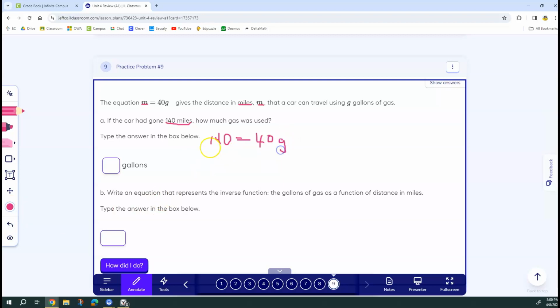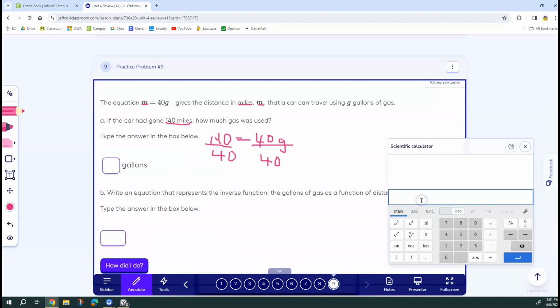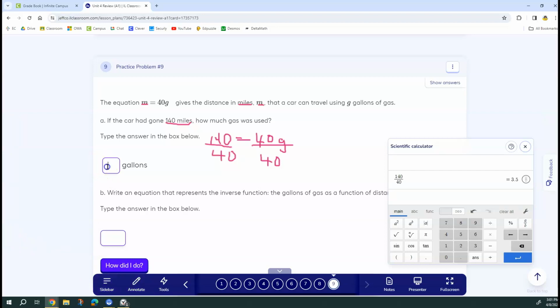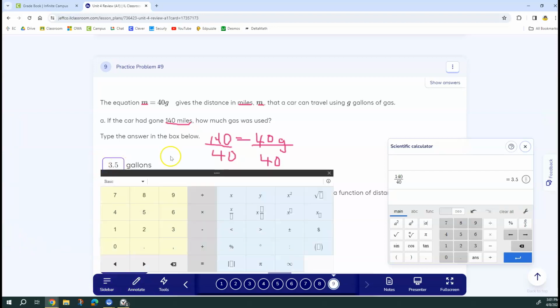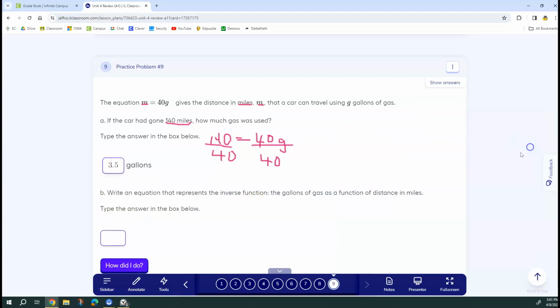40g. Okay, so all we need to do here is divide both sides by 40 to get the g all by itself, and that will tell us how much gas was used. You can reduce this. You can use your calculator. 140 divided by 40 equals 3.5. So how many gallons of gas? 3.5 gallons of gas. Okay.